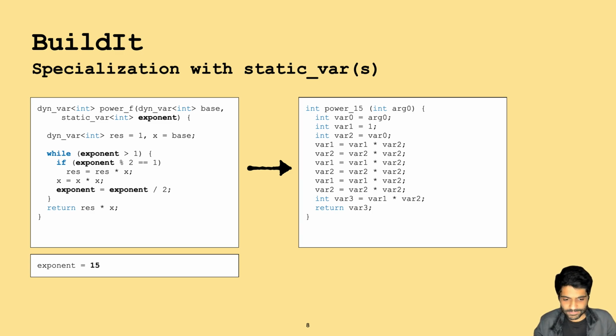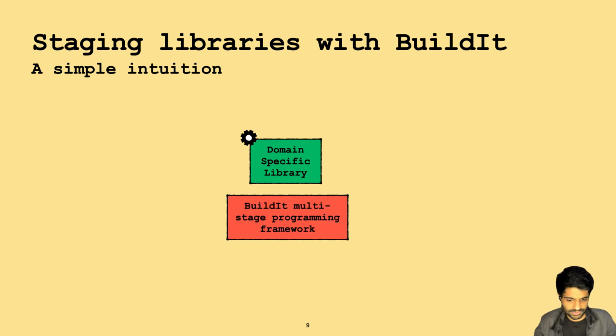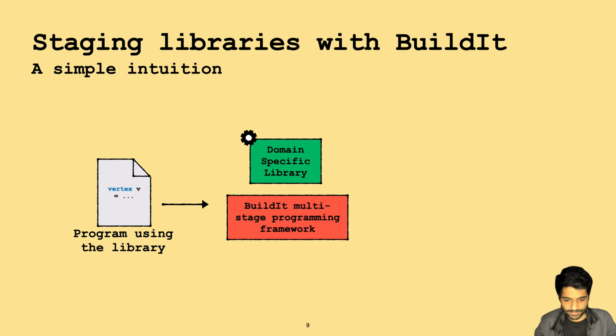We will use the same principle to build a DSL compiler with optimizations from a library. Let us get an intuition of how that works. Suppose you write a domain-specific library for your favorite domain. We write this library on top of BuildIt using static and dynamic variables. Now suppose the user writes the program using the library's operators and types and executes it.